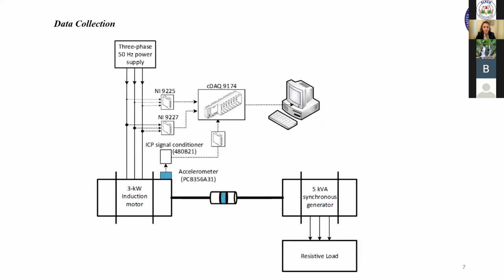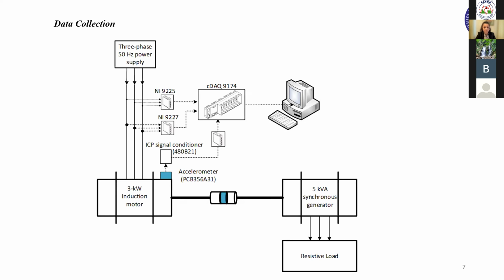The schematic of the experimental testbed used in the signal collection is given in this figure. The testbed consists of a two-pole 3 kilowatt induction motor, a 5 kilovolt ampere self-excited synchronous generator loaded with a variable resistive load, a 3-axis accelerometer, and a data acquisition system.